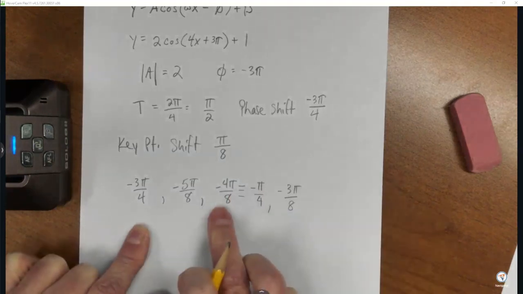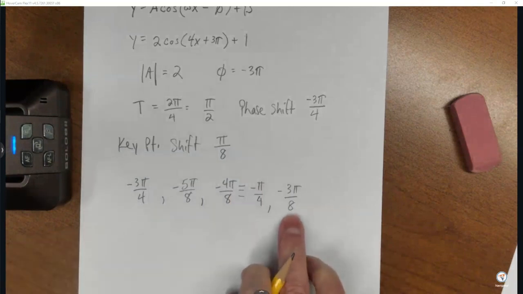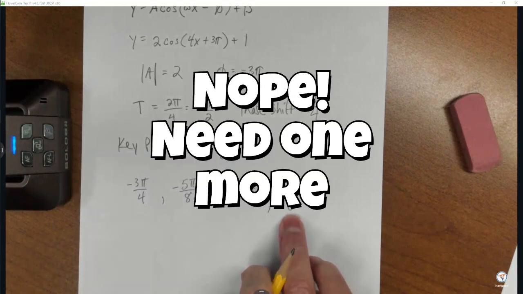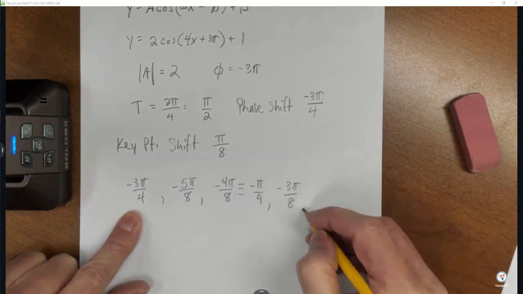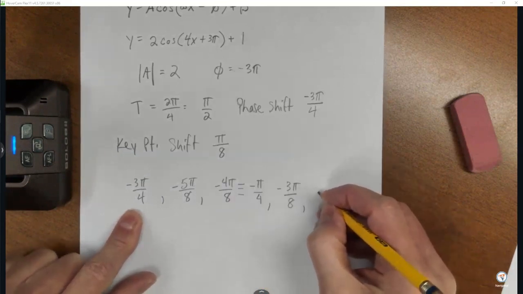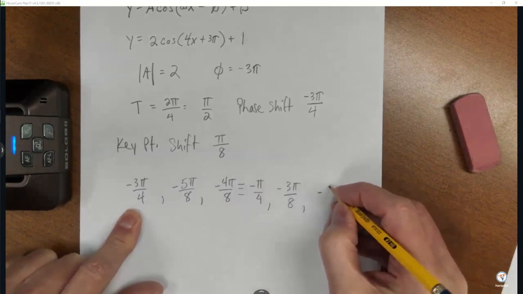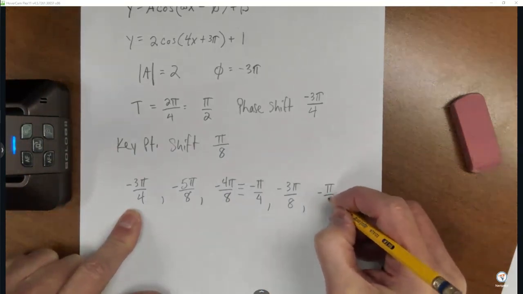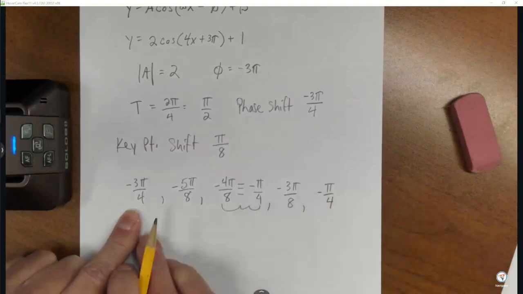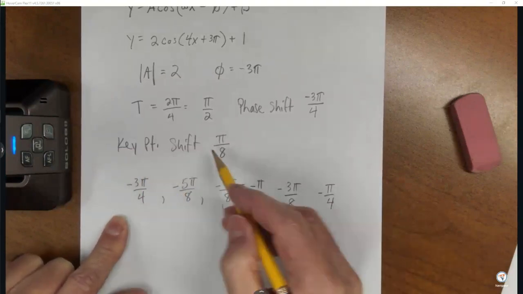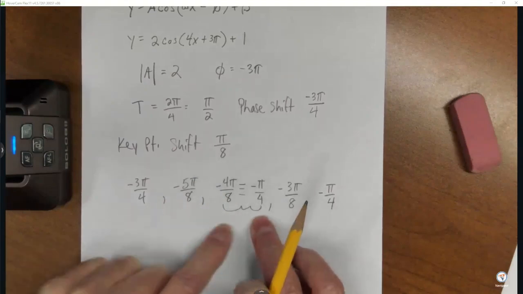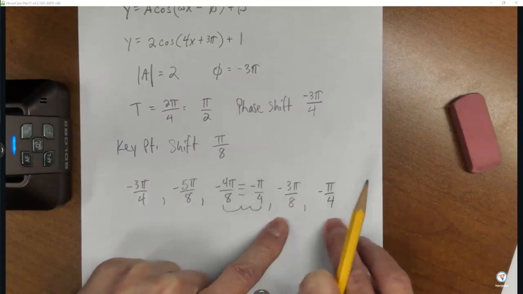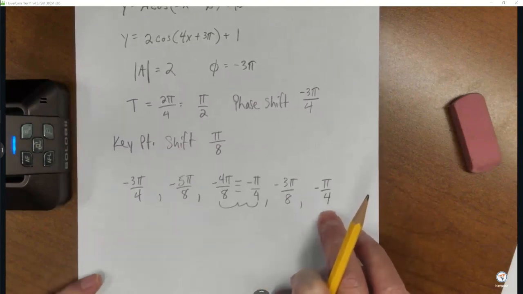Let's see. And that's all we need. Okay, well, we need one more, sorry. And then the last one here is going to be negative 2 pi over 8, which is going to reduce to negative pi over 4. Okay, because this is one, I was looking at that wrong. So these are the x coordinates of the new key points. Negative 3 pi over 4, negative 5 pi over 8, negative pi over 4, negative 3 pi over 8, and negative pi over 4.